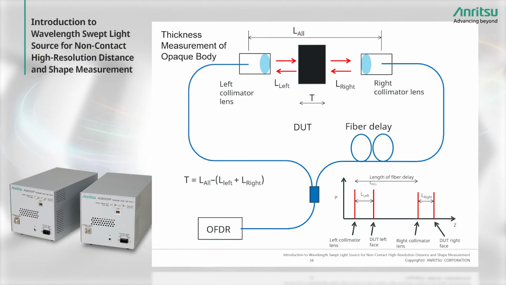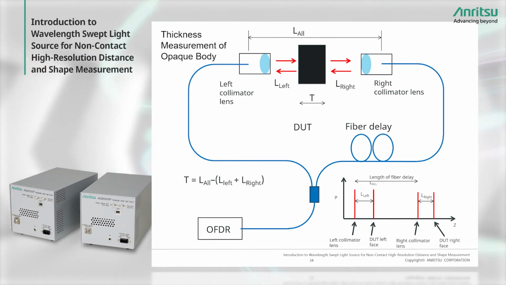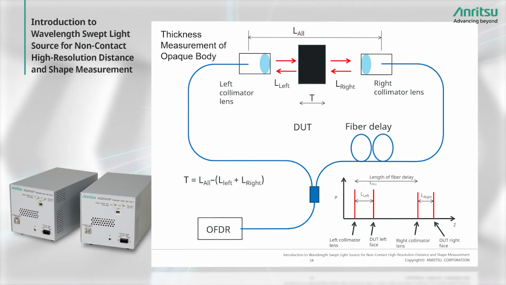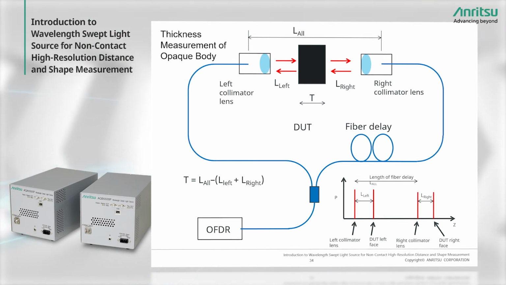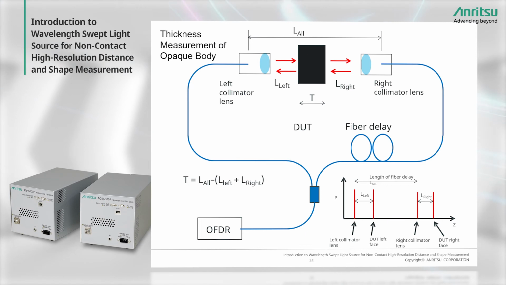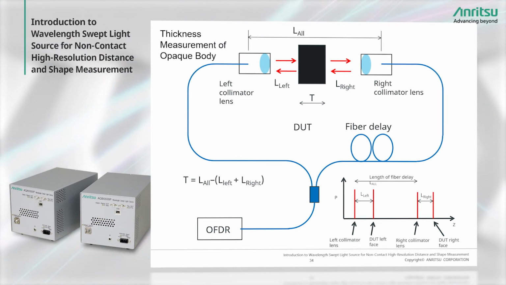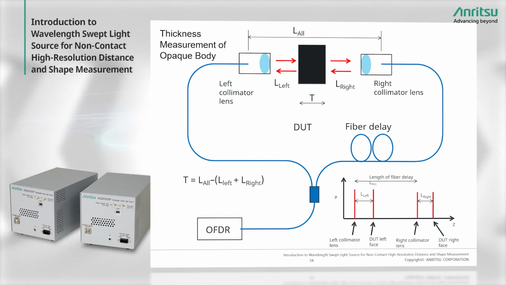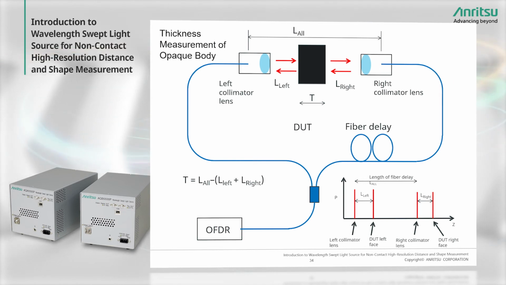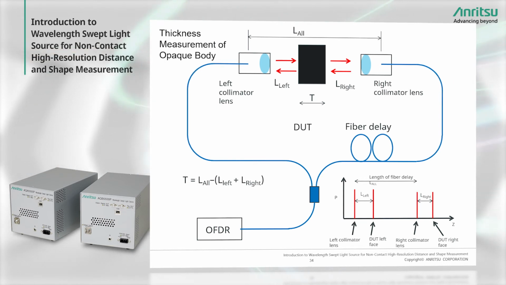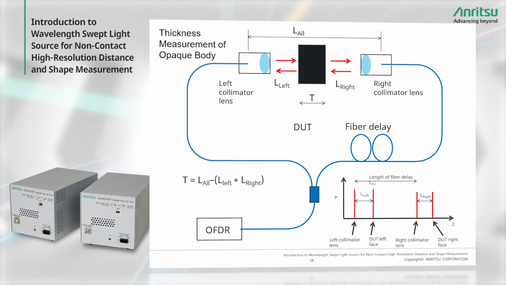The collimator lens on the right side measures the distance, L-right, to the right face of the DUT. And the collimator lens on the left side measures the distance, L-left, to the left face of the DUT. Since the distance L between the two collimator lenses is known, the thickness of the DUT can be calculated using this equation.